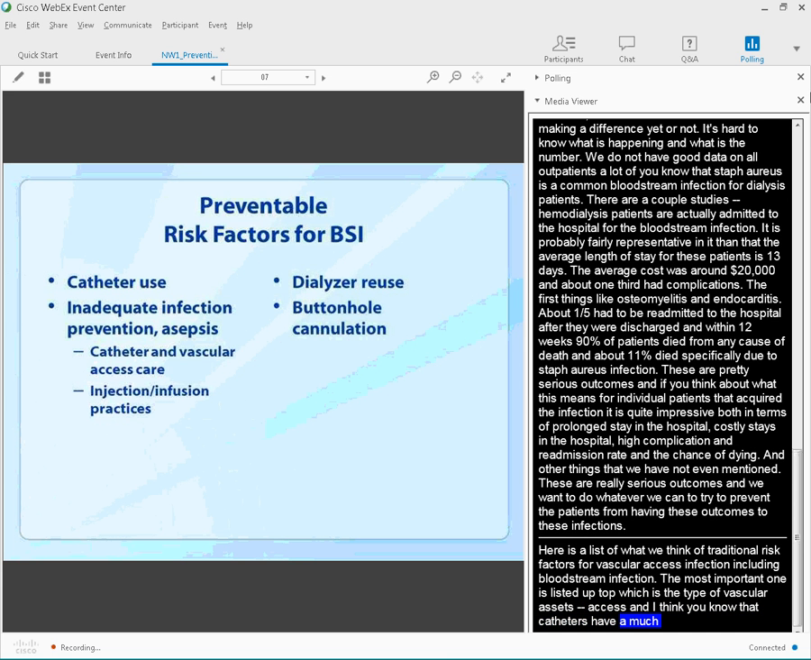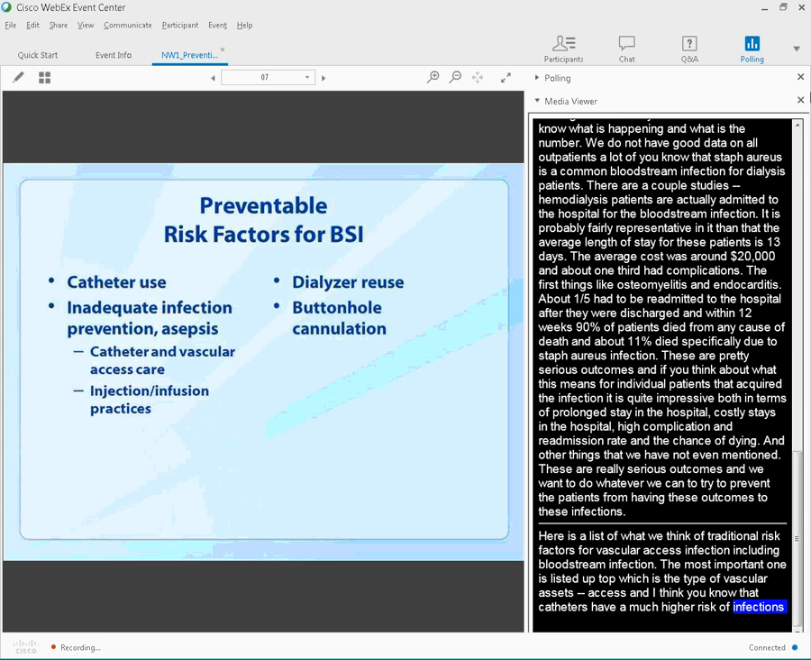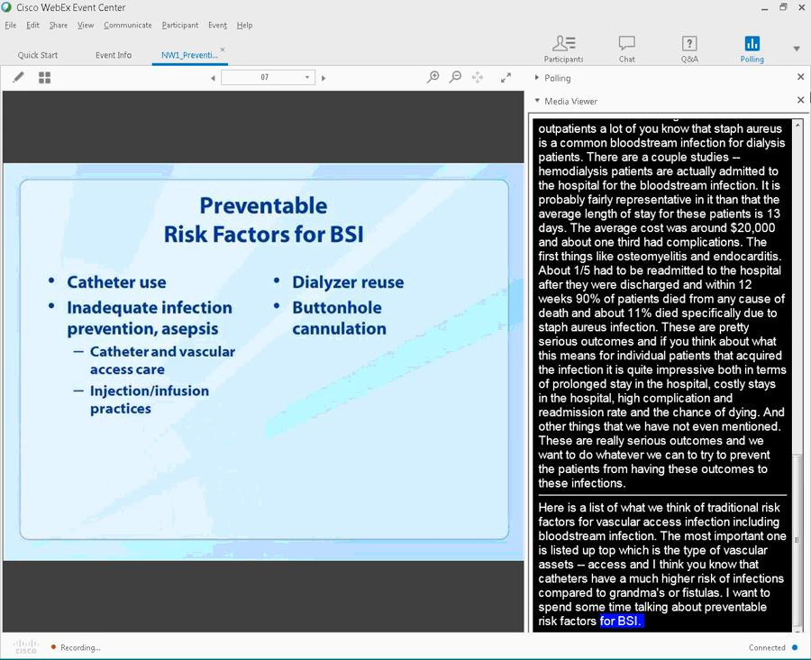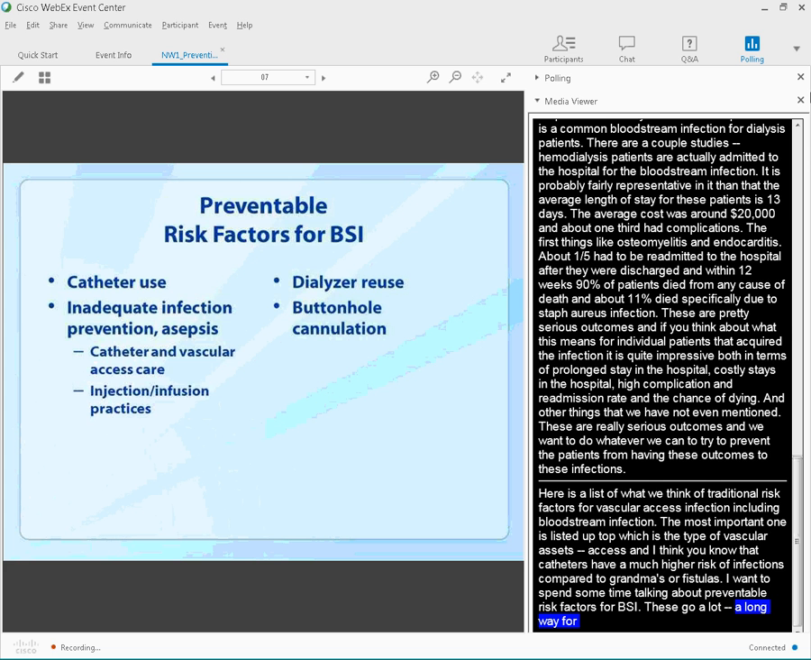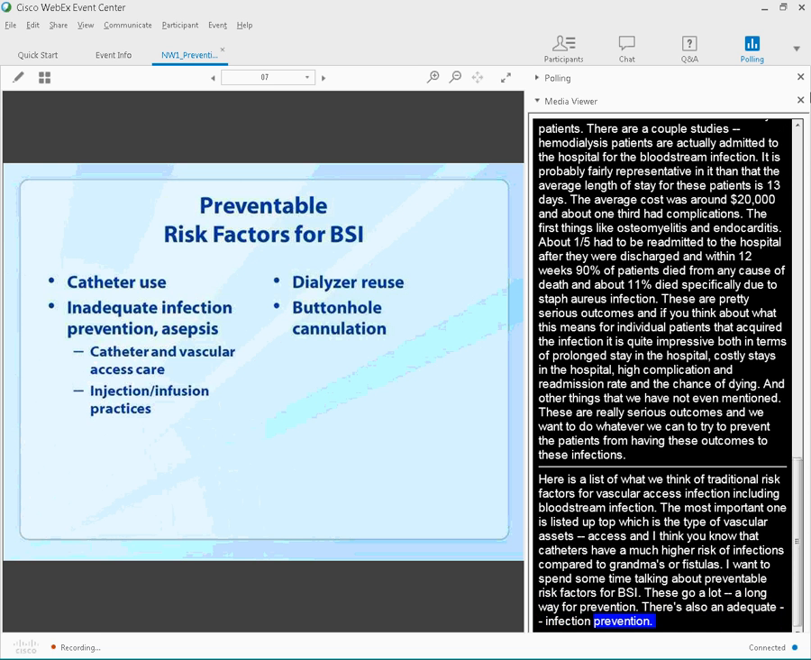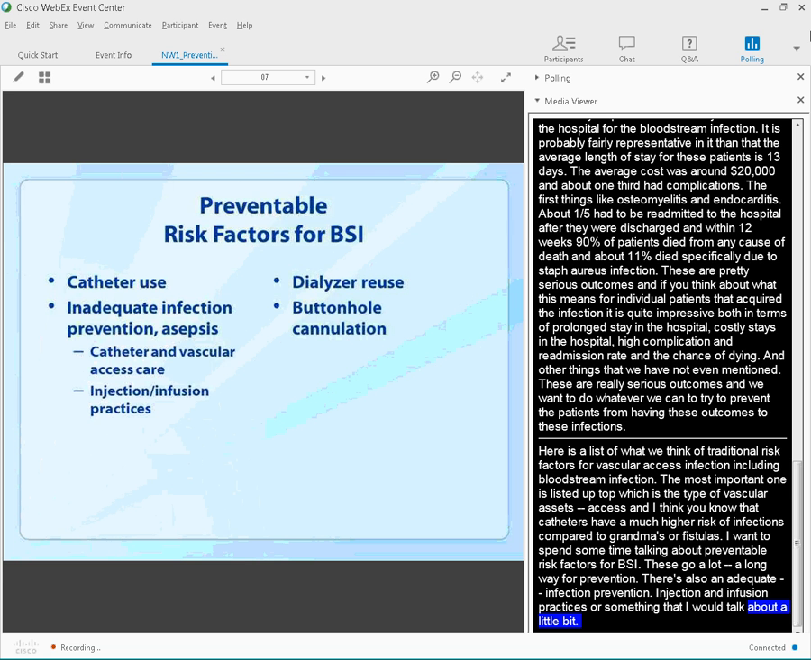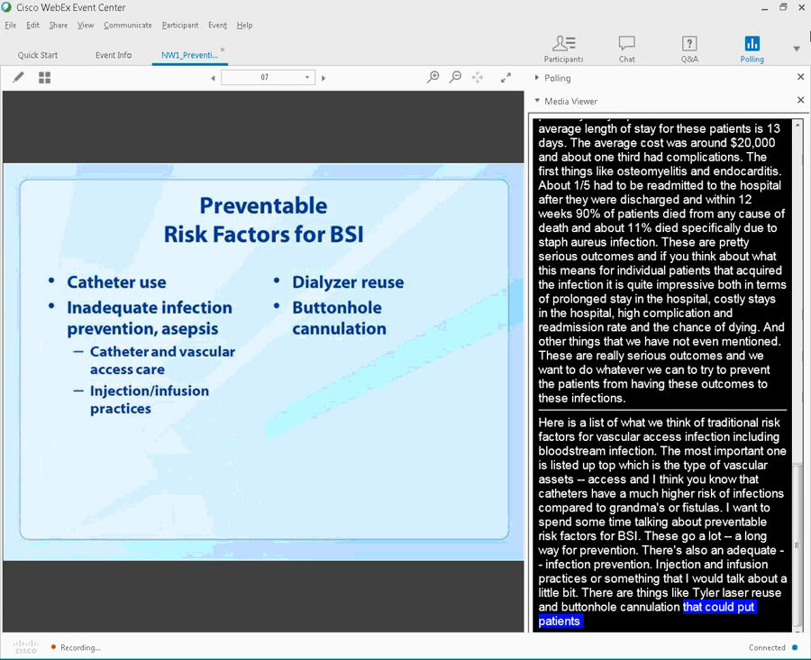But I want to spend a little bit more time today talking about what I think of as the preventable risk factors for bloodstream infection. So number one on the list is, of course, catheter use. If that can be modified, that goes a long way toward protecting the patient from getting these infections. But then there's also inadequate infection prevention and aseptic techniques, both for catheters and other vascular access care. Injection and infusion practices is something I'm going to talk about a little bit today. And then there are other things like dialyzer reuse and buttonhole cannulation, which might also put patients at risk for bloodstream infection. And I'm not going to have time to talk about that today, but I did want these to be on the list so you're thinking about it.